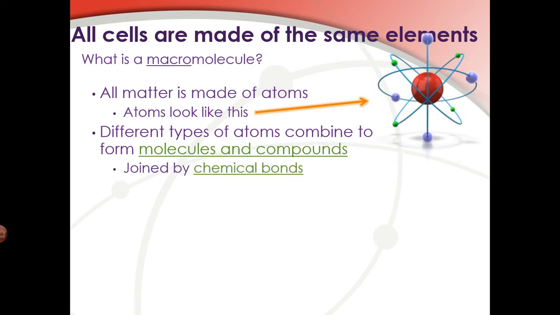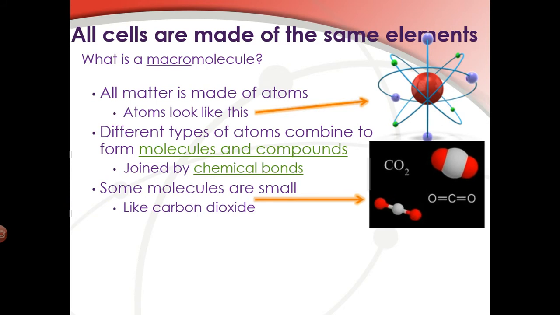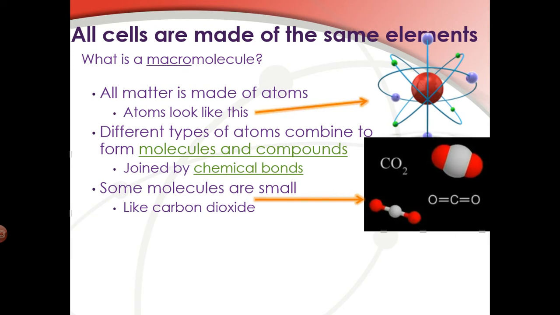Those atoms are joined together by things called chemical bonds. It's kind of like if two people were holding hands. That would represent a chemical bond. Some molecules are really small, like carbon dioxide. Carbon dioxide has 3 atoms in it, 2 oxygens and 1 carbon atom.